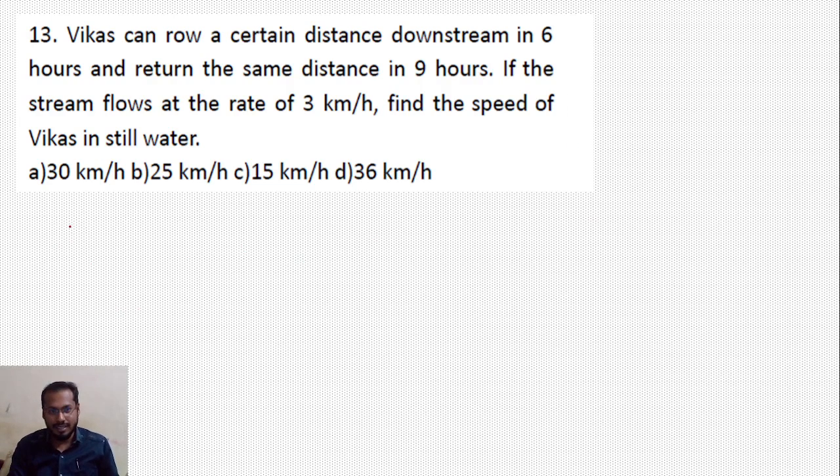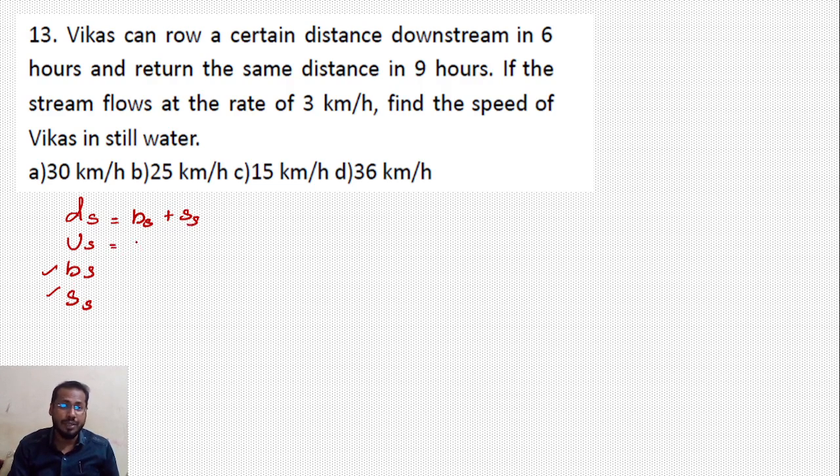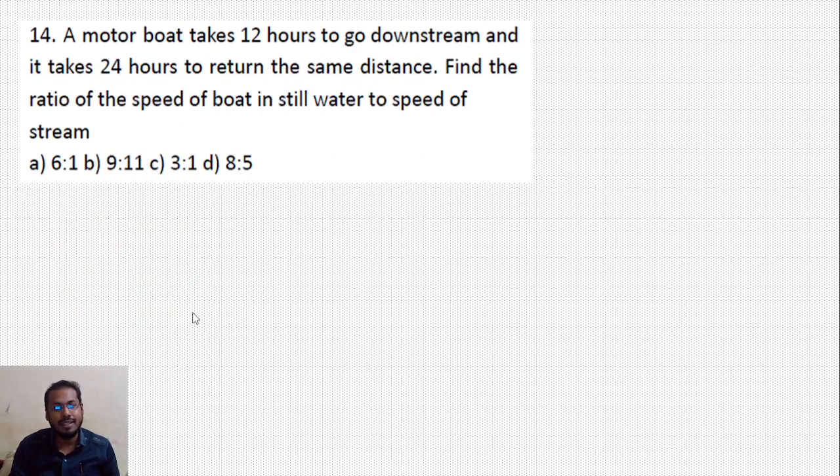We had 4 formulas: downstream speed, upstream speed, boat speed, stream speed. If you want to find the downstream speed, you need to take BS plus SS. If you want to find upstream speed, you need to subtract, BS minus SS. If you want to find BS, you take DS plus US over 2, and for SS, DS minus US over 2.